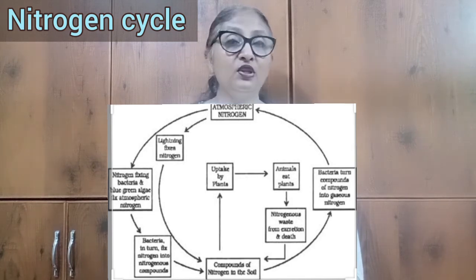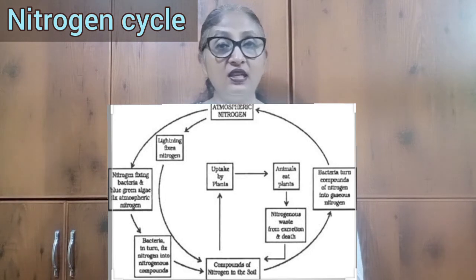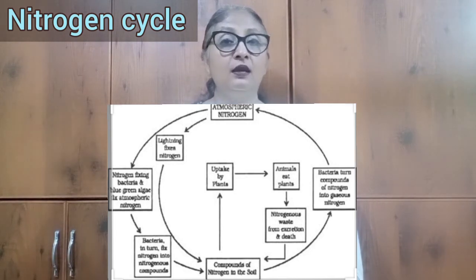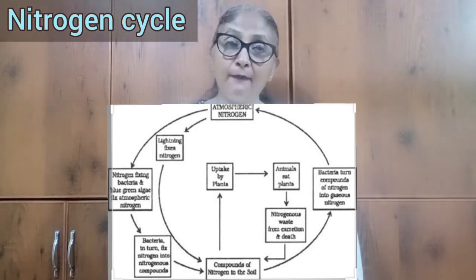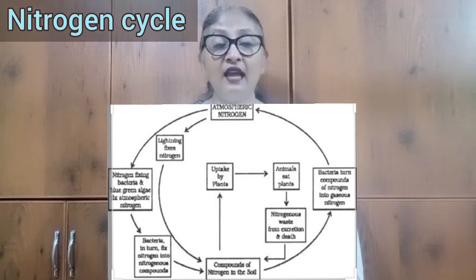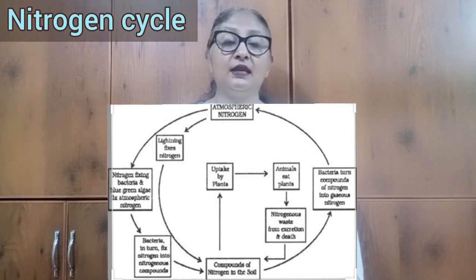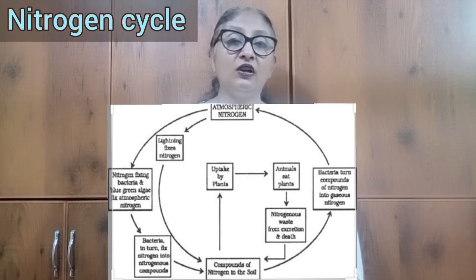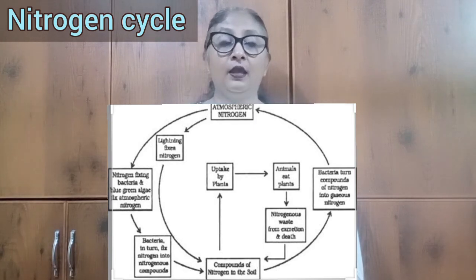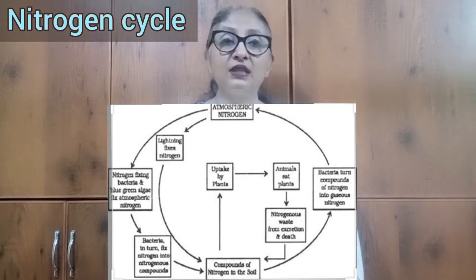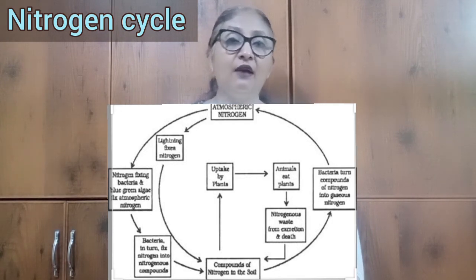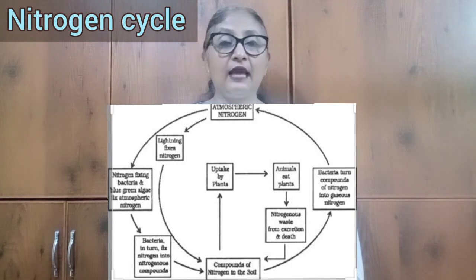We know the composition of air, that is oxygen is 21%, carbon dioxide is 0.03%, and nitrogen is 78%. Inert gases and water vapor form the rest. This 78% remains as such because this cycle keeps on happening in nature. Thus, we have completed the nitrogen cycle.